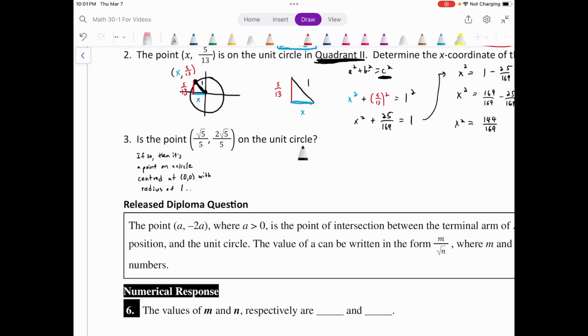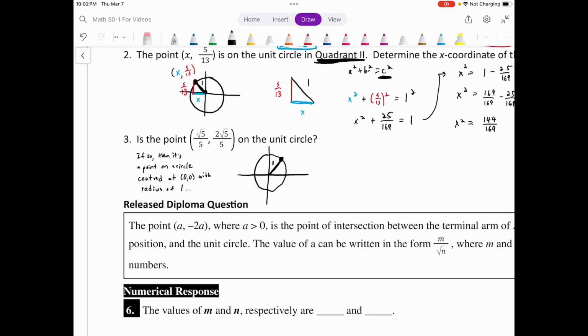Let's just think about what that's saying, right? Because if it is, then it's a point on a circle that's centered at 0, 0 with a radius of 1, right? That's, if it's on the unit circle, that's where it's got to be. So let's just quickly draw that out and think about it. Because we can see we're in the first quadrant again because x is positive and y is positive, right? And the unit circle has a radius of 1.